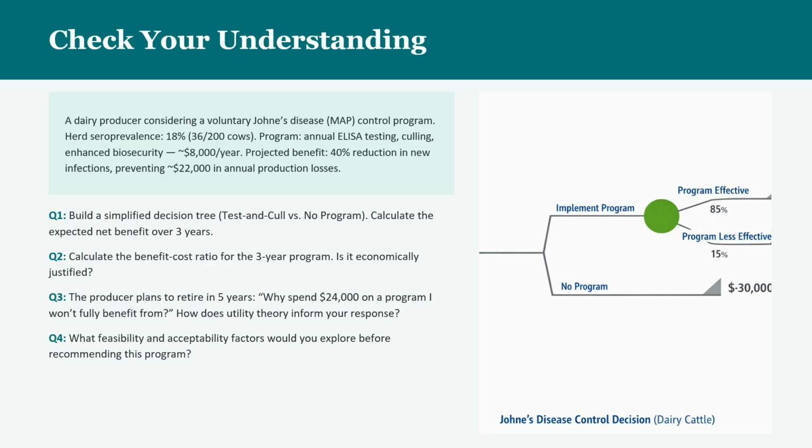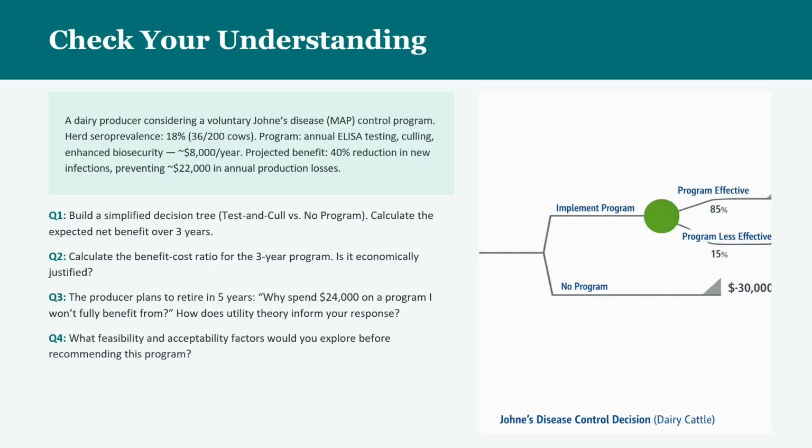Question 2, benefit cost ratio. Total 3-year cost equals 8,000 times 3 equals 24,000. Total 3-year benefit equals 8,800 times 3 equals 26,400. BCR equals 26,400 divided by 24,000 equals 1.1. A BCR of 1.1 means for every dollar invested, $1.10 in production losses are prevented, marginally above 1, technically justified, but barely.